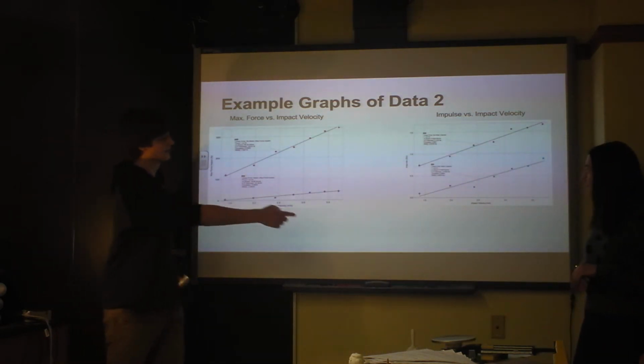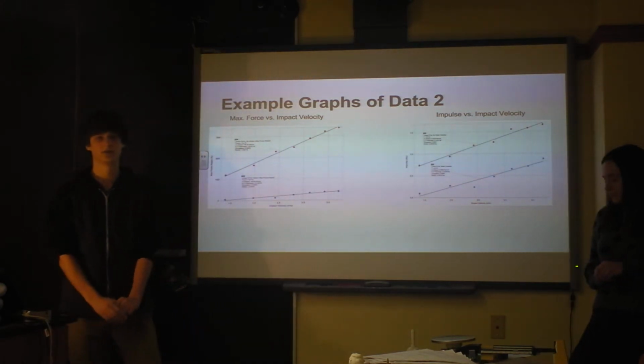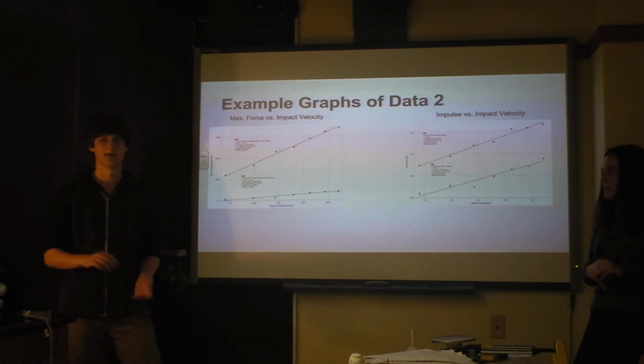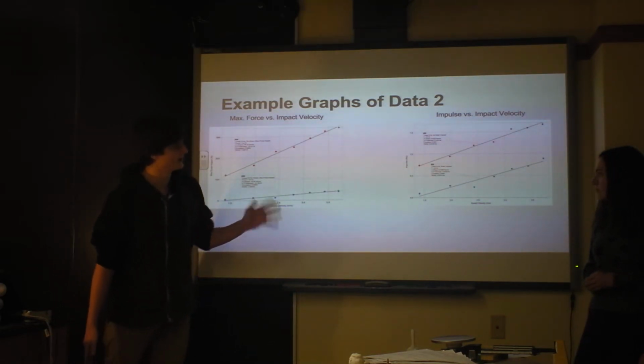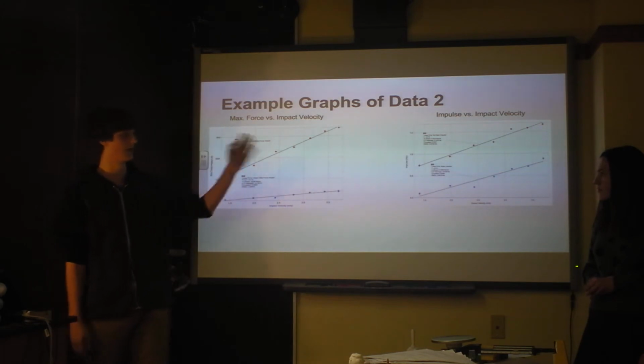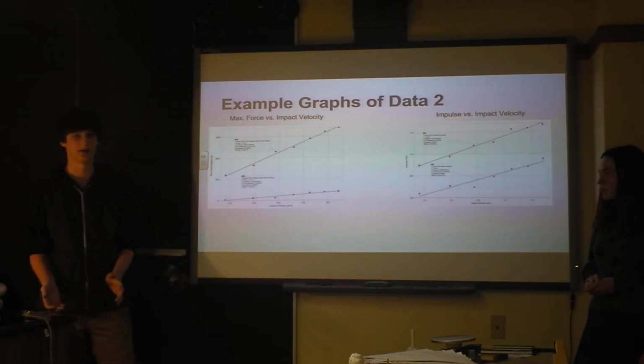These graphs over here are impulse versus impact velocity. Impulse is equal to change in momentum, and change in momentum is mass times velocity. So when plotting impulse versus impact velocity, the slope should be mass, and that's what we used for error calculation.